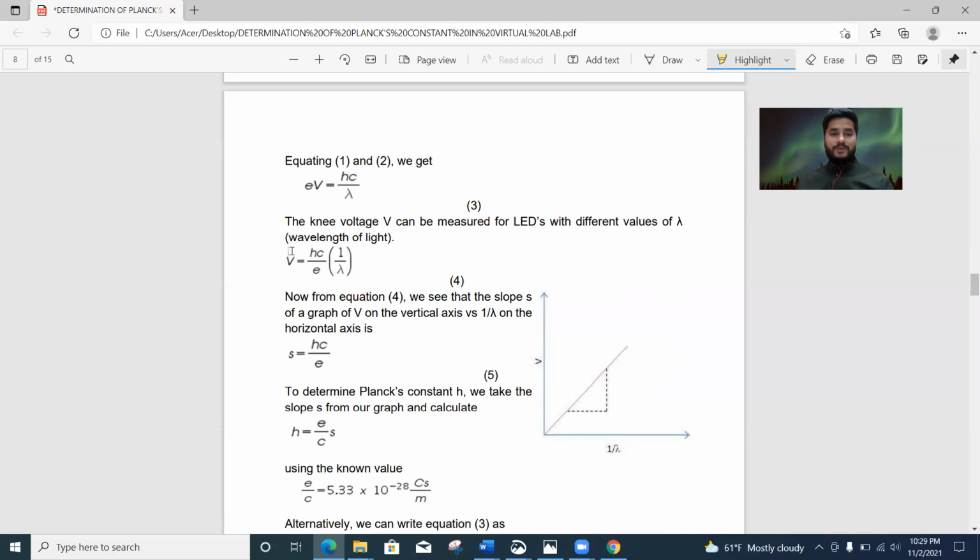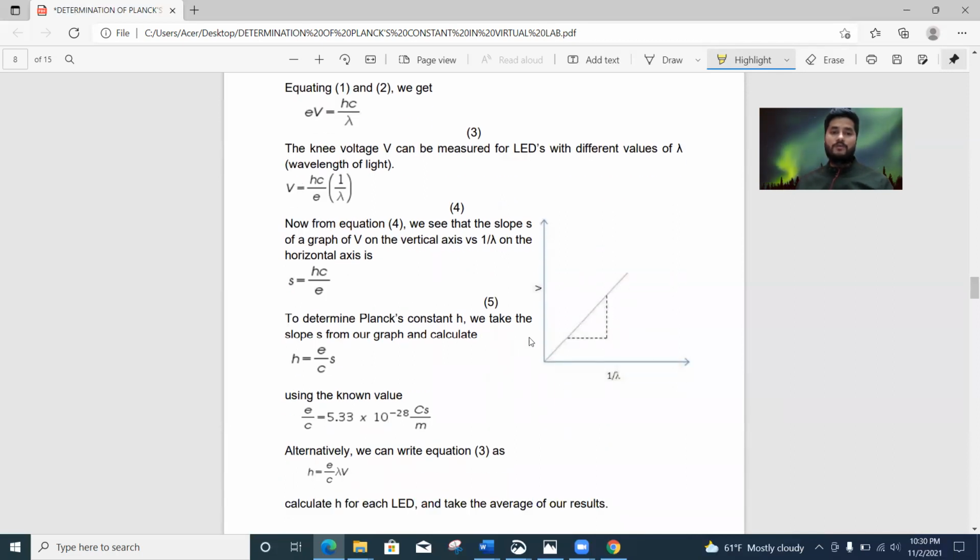If we plot a graph between this voltage and the reciprocal of this wavelength, we can get this straight line, and this slope gives the value of Planck's constant. We already know the value of c, which is 3 into 10 to the power 8 meter per second, and e, the charge of the electron, 1.6 into 10 to the power minus 19 coulomb.